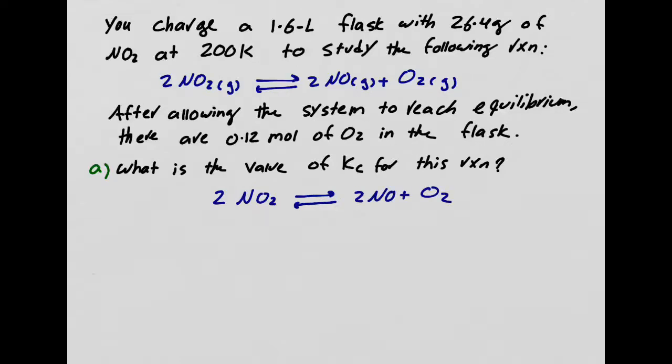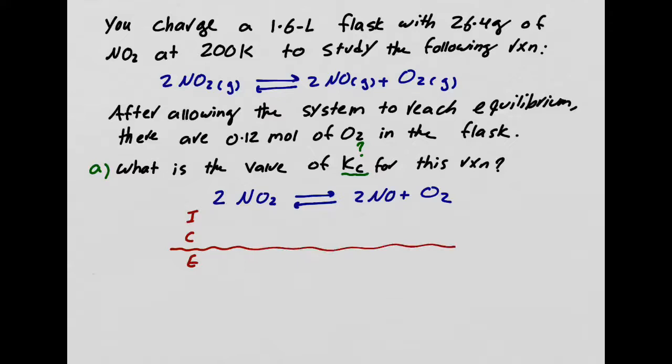Okay. Now, it is asking you for K, the equilibrium constant. Well, you know how to do that, don't you? So what we're going to do is an ICE table, right? We're always going to do an ICE table. So hopefully that's what you did.